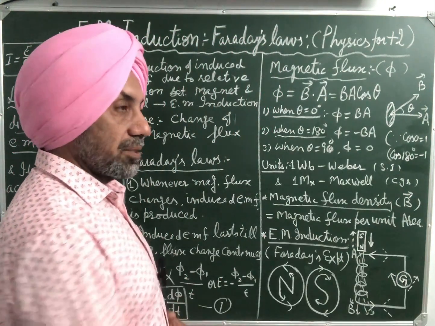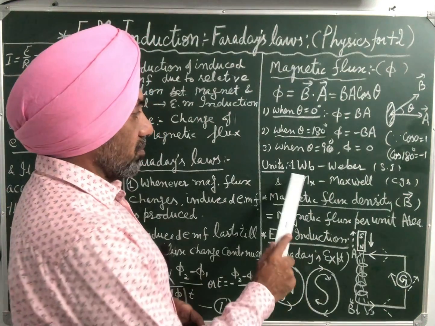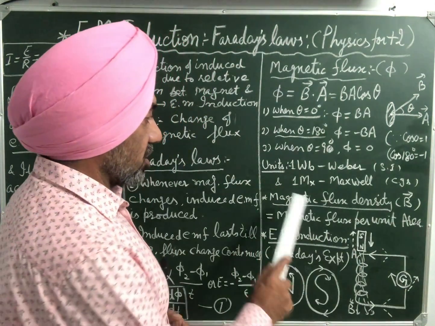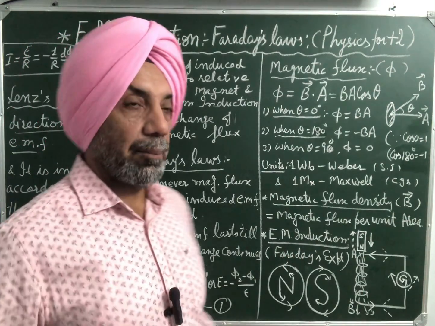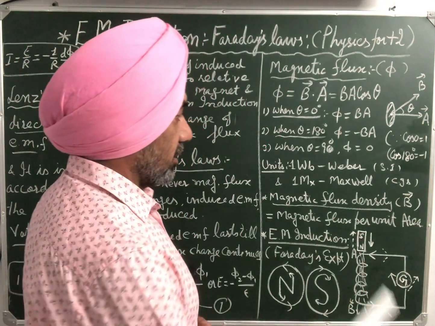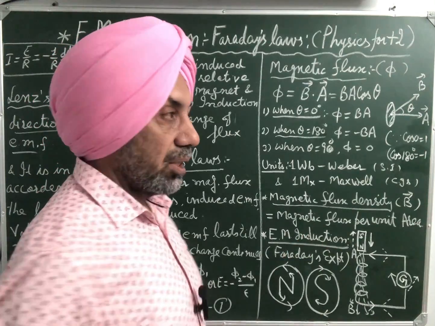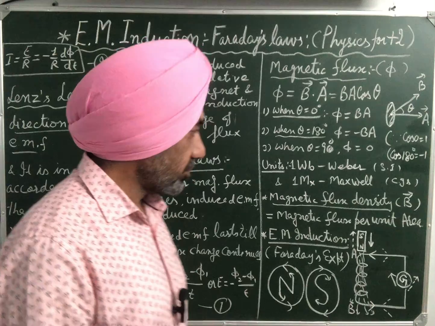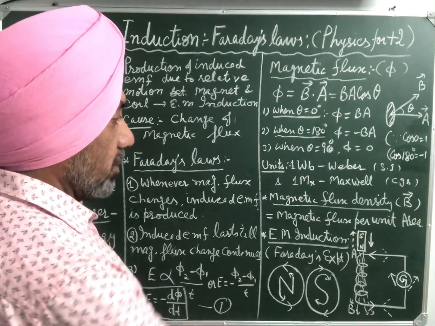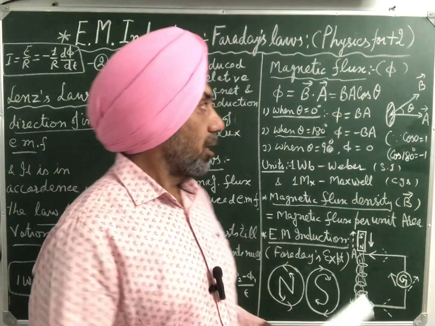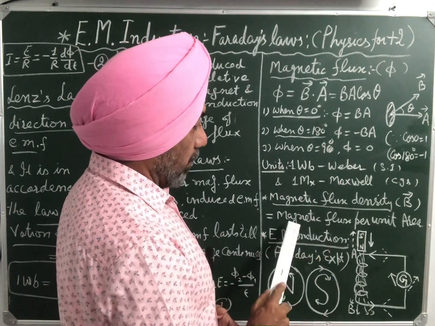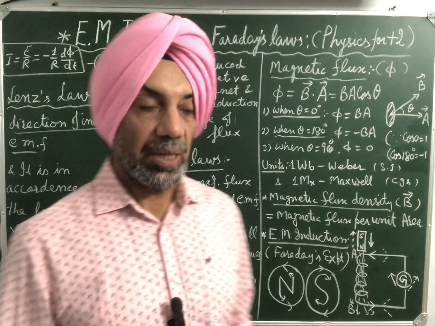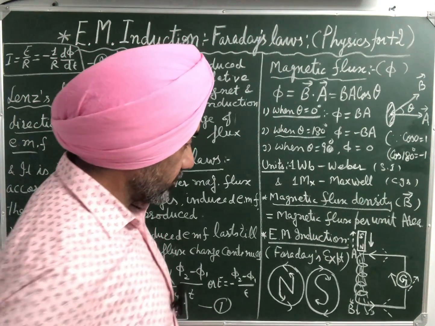Units of magnetic flux. In SI system, the unit of magnetic flux is Weber. In CGS system, the unit of magnetic flux is Maxwell, and 1 Weber is equal to 10 raised to power 8 Maxwell. Now, what is magnetic flux density? Magnetic flux per unit area is called magnetic flux density, denoted by B vector sometimes.